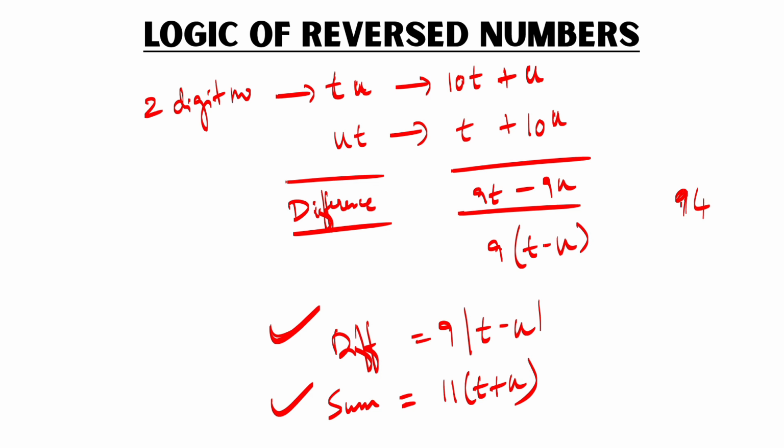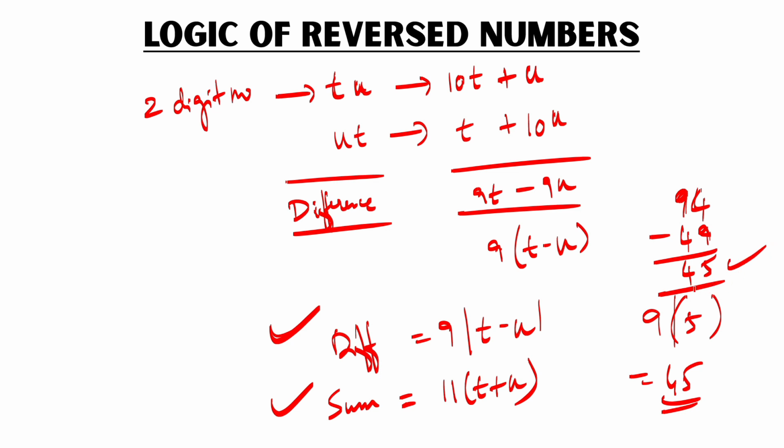Let's take a two digit number, 94. Now according to this, what is the difference between 94 and the reverse of this number, which is 49? Let's directly substitute here. 9 into T minus U, which is 9 minus 4, this is equal to 5. So 9 into 5 is equal to 45. Are we getting 45? Let's see. 94 minus the reverse, 49. We got 45.